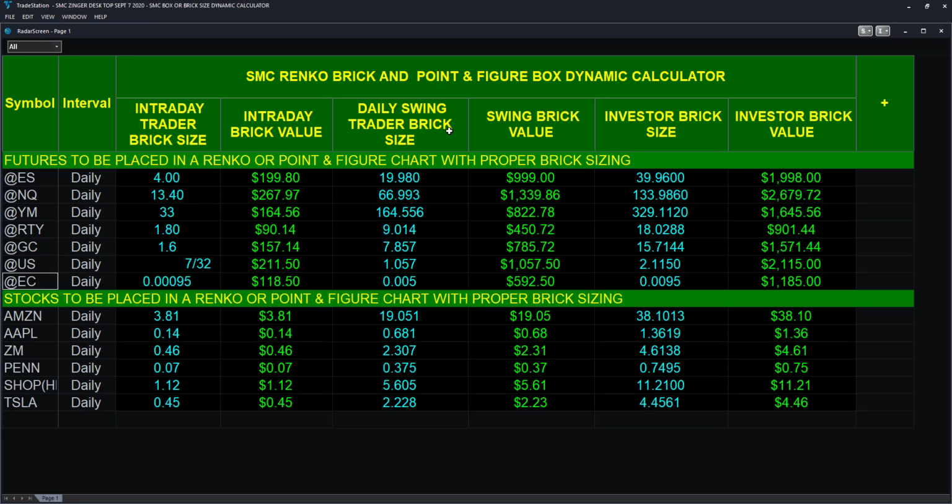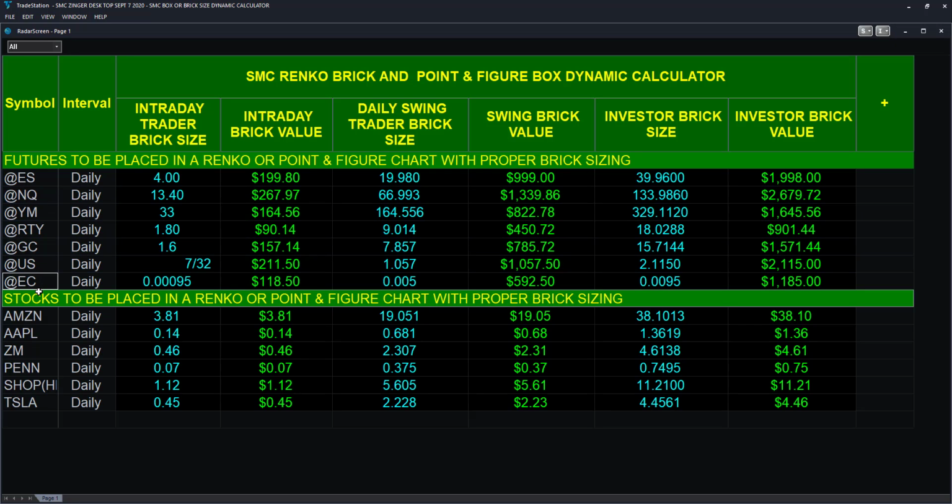If you are a daily swing trader, the recommended brick size is basically 19.98. You can be that specific, and you can see what the brick value would be. And if you are an investor, the brick size is 39. And so we can do this.